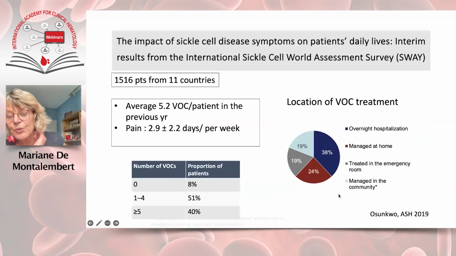And this is demonstrated in this study which gathered 1,500 patients. Look at that. The number of painful days were 3 ± 2 per week. And the physicians are not always aware of this pain because 25% of those crises were managed at home.